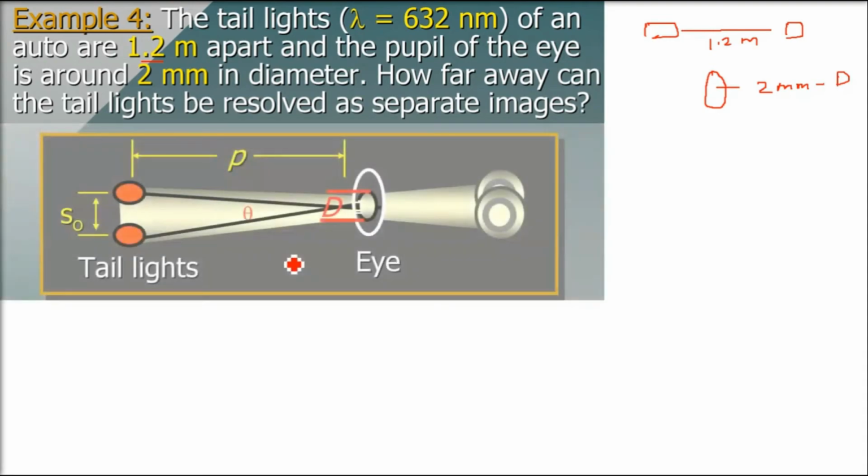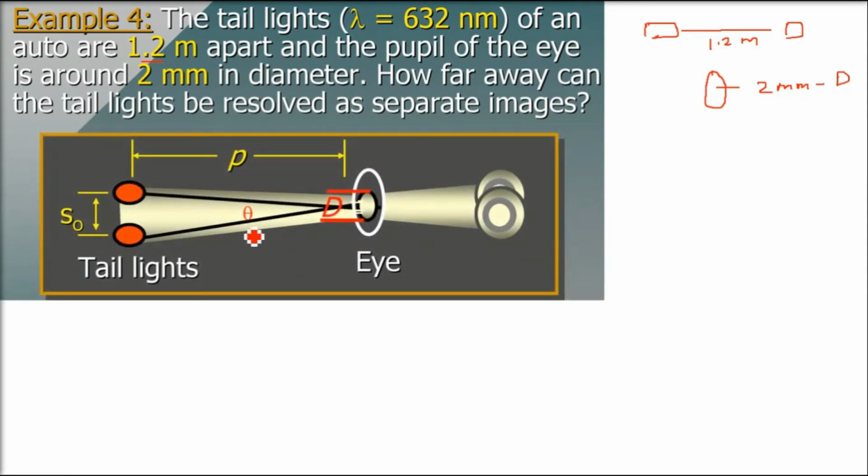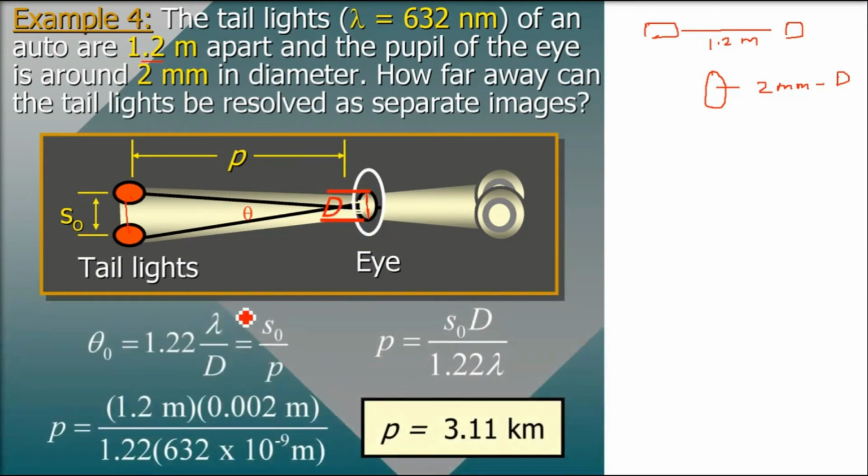So we will use the formula which we just saw. This is the figure. Tail lights are shown in red. P is the distance from here to here. This is your eye. D is the diameter of the eye. So theta is given by 1.22 lambda by d. This is equal to S sub 0 by P. By the figure you know what the values are. So P is given by S sub 0 into D by 1.22 lambda. All the values are known to us.